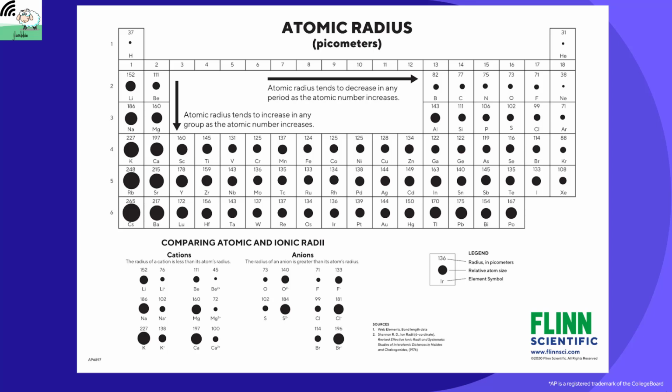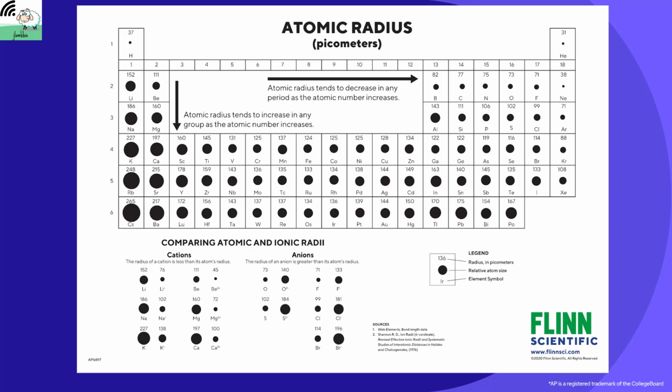So notice as we go down a group, the radius increases, and that's due to the fact that the valence electrons are, on average, further away from the nucleus because they're in a higher energy level. And when we go left to right on the periodic table, for the most part, the radius decreases as a result of the valence electrons being more attracted to the nucleus due to the increased magnitude of charge going left to right on the periodic table.